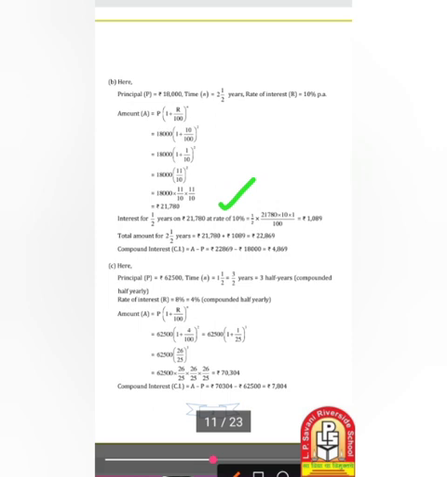So 22,869 is the amount, and the compound interest has the value 4,869.